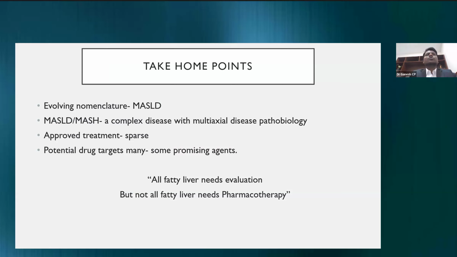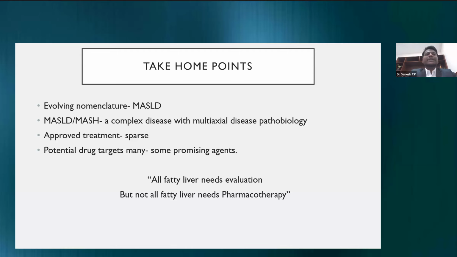So the main take home point is: how has the name evolved, and why has it evolved at the level of the community, physicians, and patients? Mainly to remove the stigmatizing term and to bring the pathobiology of the disease into the name. Even though this is a complex disease with multi-axial pathology, with a holistic approach we can have a hold over this disease.